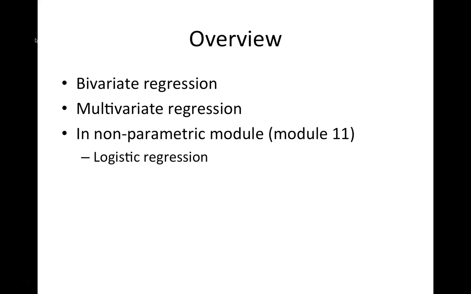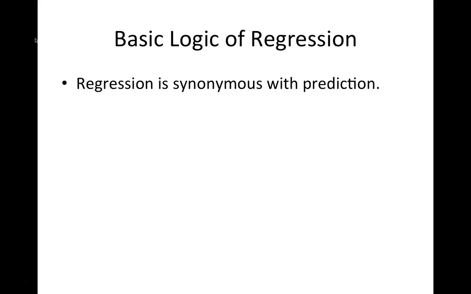In Module 11, when we cover nonparametric statistical techniques, we'll talk about logistic regression, which is a variation on regression analysis in which the outcome variable is not normally distributed, because it's a dichotomous outcome in a binary logistic regression. So for right now, let's focus on linear regressions, and we'll talk about simple linear regressions and multiple or multivariate linear regressions.